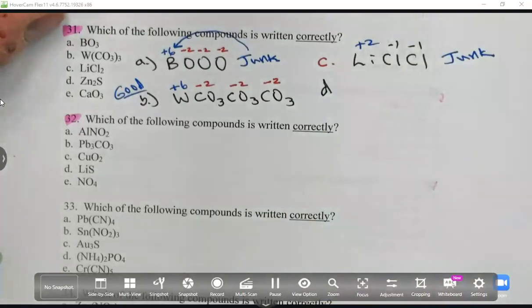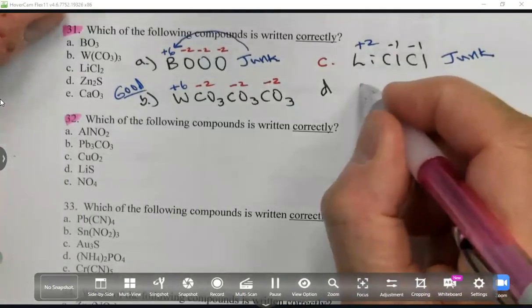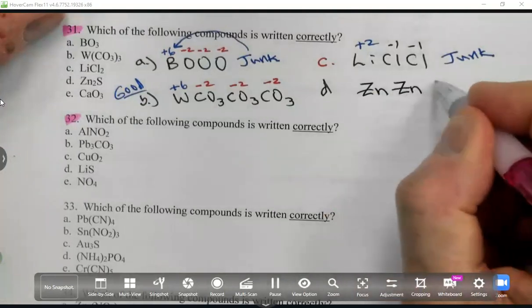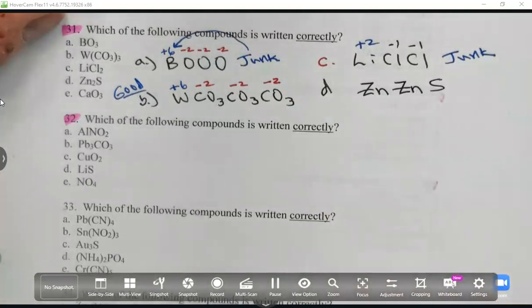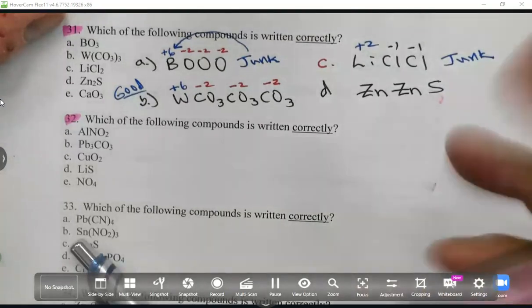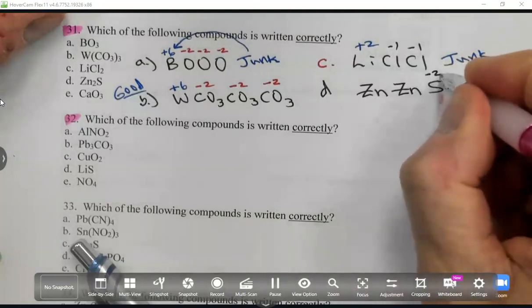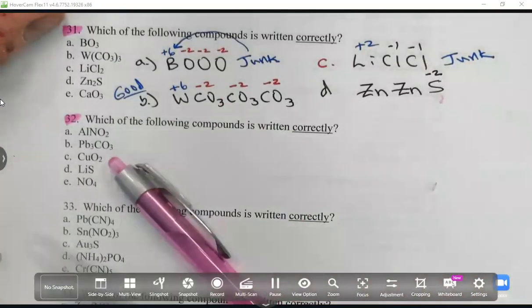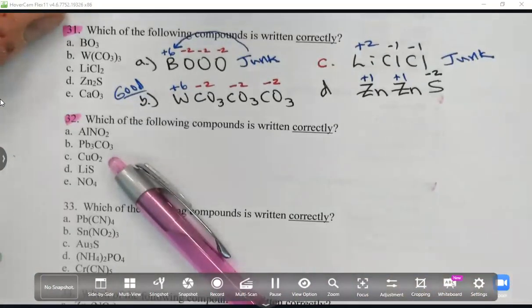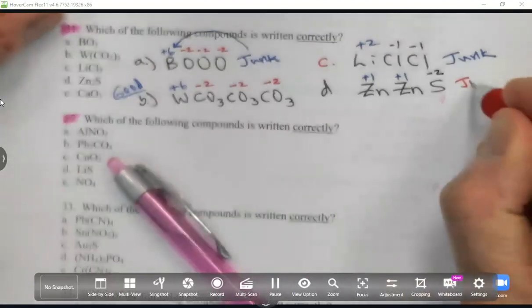D, what do we get here for D? We have Zn, and I could write it like this, ZnS. There's 2 ways to look at this. Well, we always stick with the negative. We know that this has to be sulfide, so that's -2, which means my zincs would have to be +1 and +1. And zinc is always, always, always +2, so that is junk.